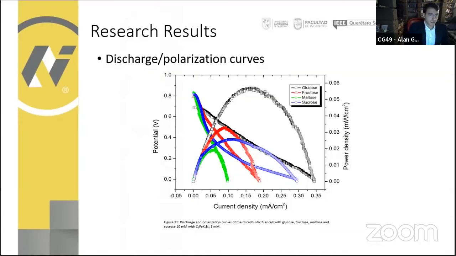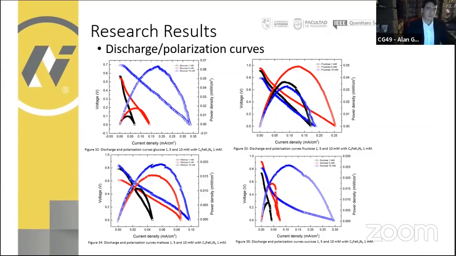And we also performed some discharge and polarization curves. Here it is interesting to see that the highest values were obtained with glucose, but also with fructose, maltose, and sucrose, we also obtained some current densities and power densities that can be better seen here in these 4 figures, for glucose, fructose, maltose, and sucrose. An interesting thing to observe here in these different graphs is that the power density as well as the current density increases in almost all of the cases as the concentration of our carbohydrates increases.